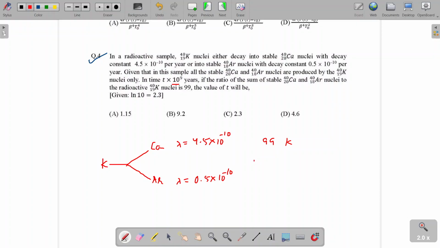Writing the fundamental equation, how much nuclei are remaining would be equal to the initial nuclei N naught e to the power minus disintegration constant lambda for calcium into time, plus N naught e to the power minus lambda argon into time. So that means there is a fraction of nuclei that is getting decayed into calcium and argon, but overall both are responsible for the decay.